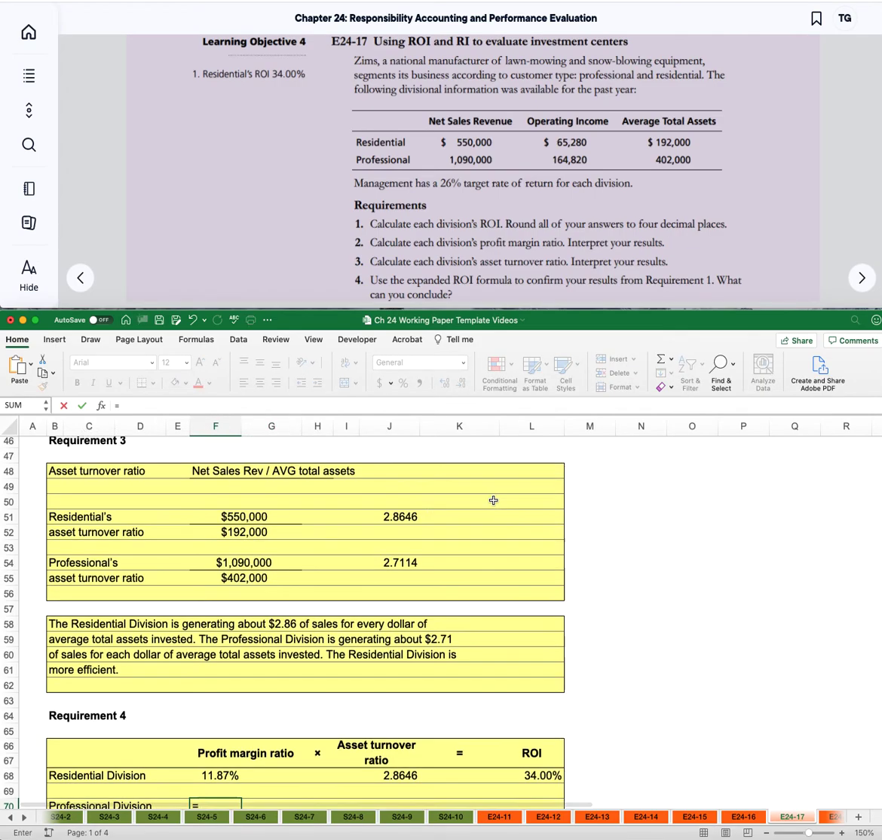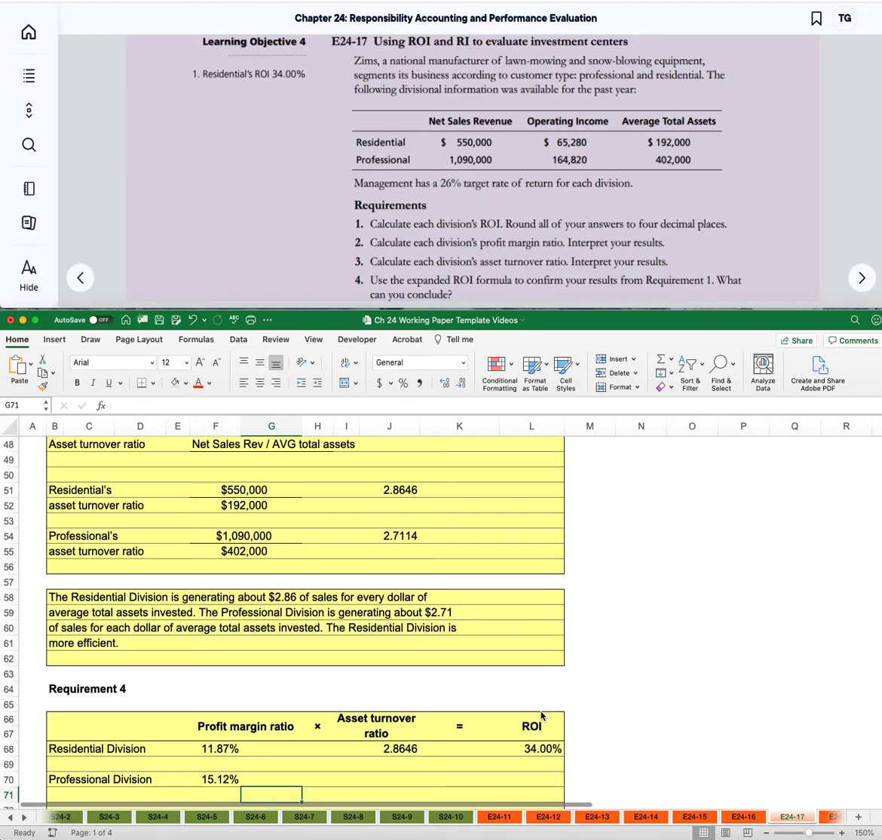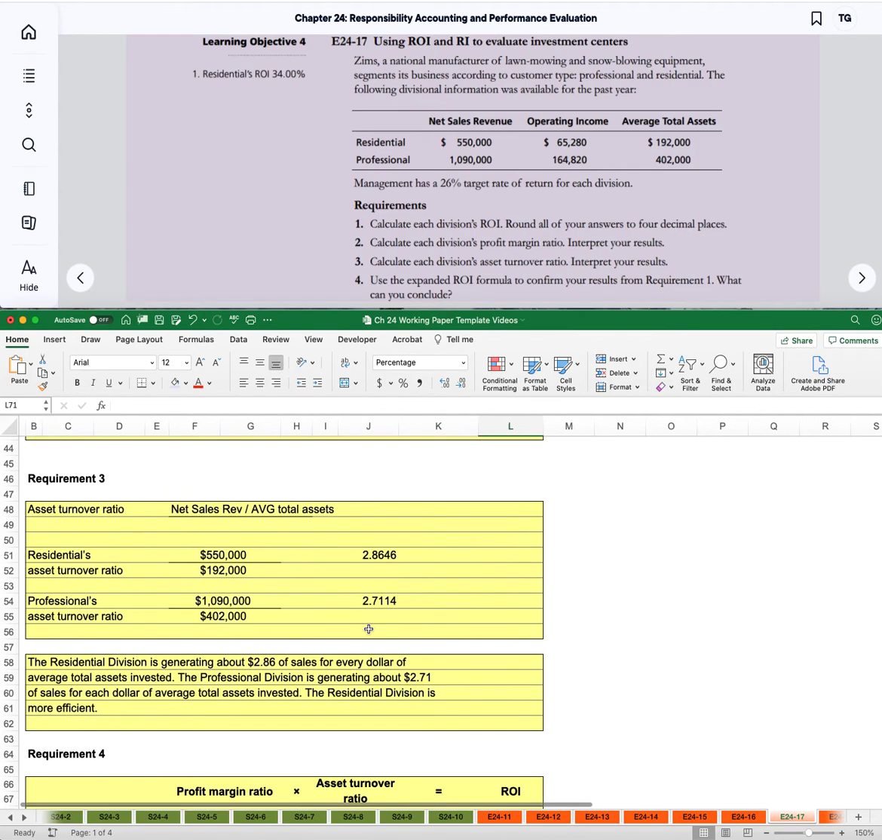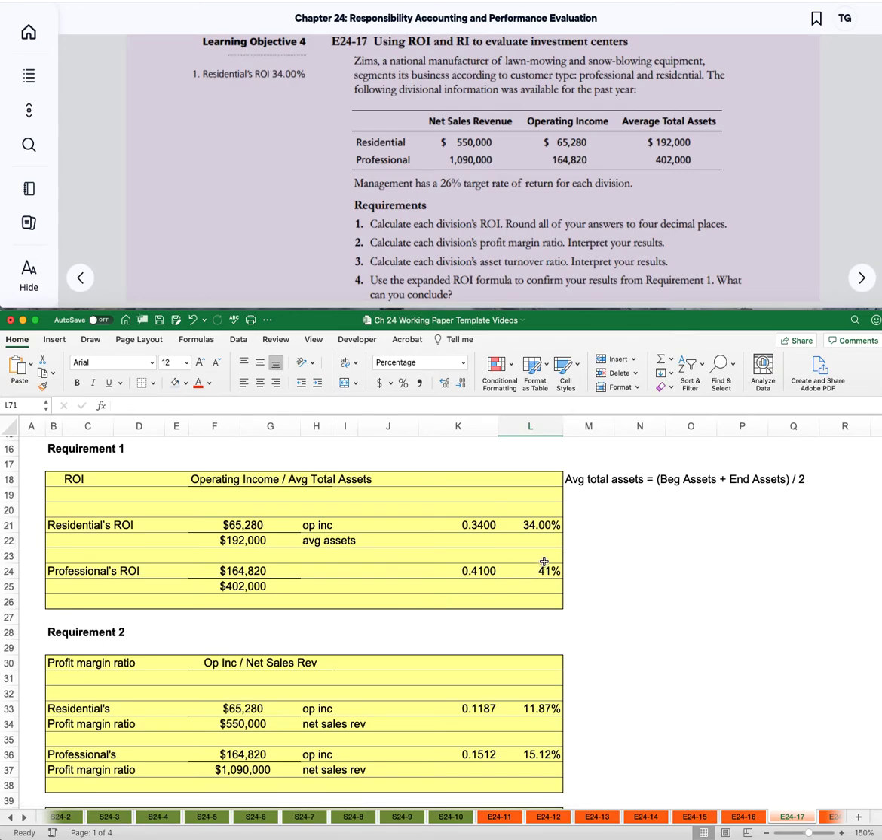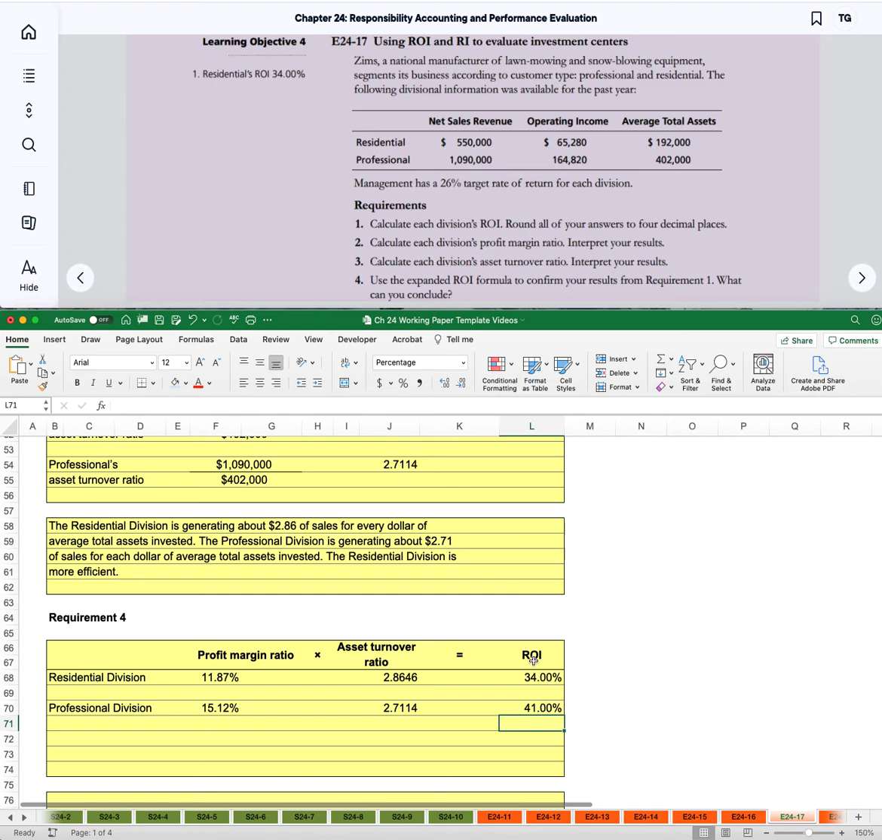For the professional division, we'll grab our 15.12% times our asset turnover ratio of 2.7114, multiply these together for 41%, and so we'll compare that to up above. We had 34% and 41%, and so same thing. So our expanded formula confirms our original ROI, and from this we can say that the professional division has a higher ROI because of the higher profit margin ratio, because obviously they have a lower asset turnover ratio, but their profit margin ratio is higher enough that it's still producing a higher ROI than the residential division.